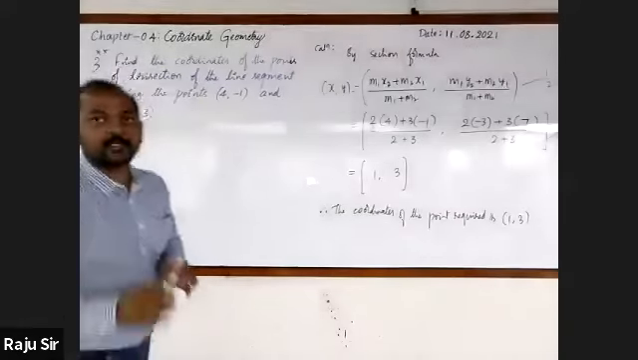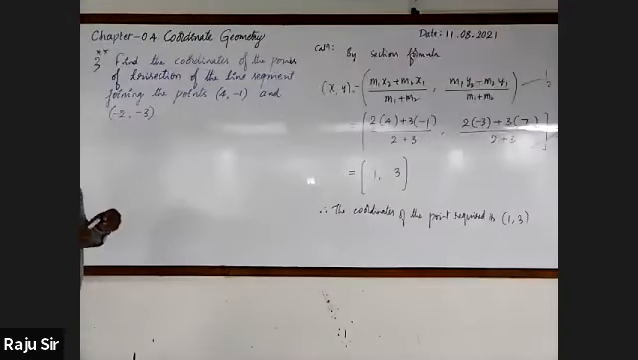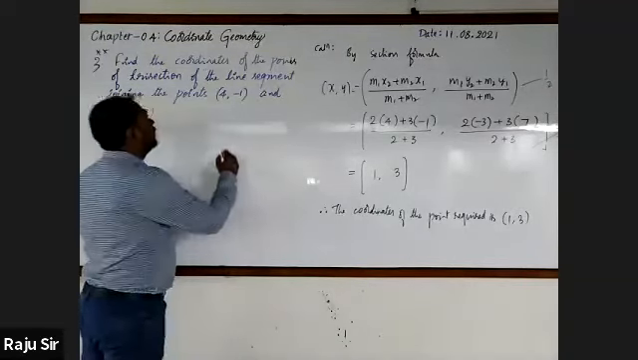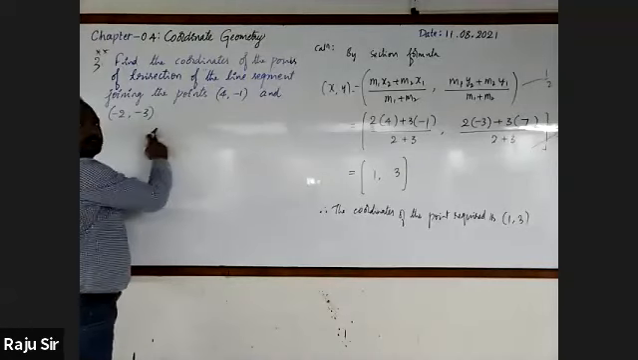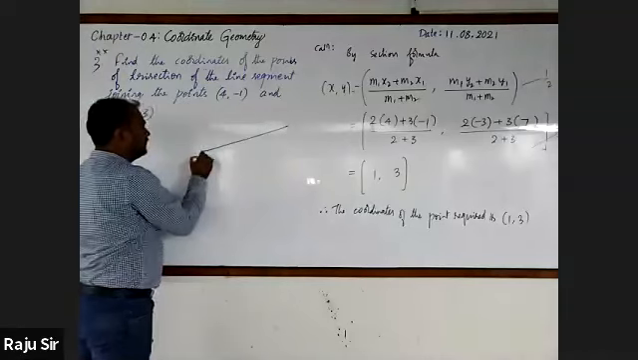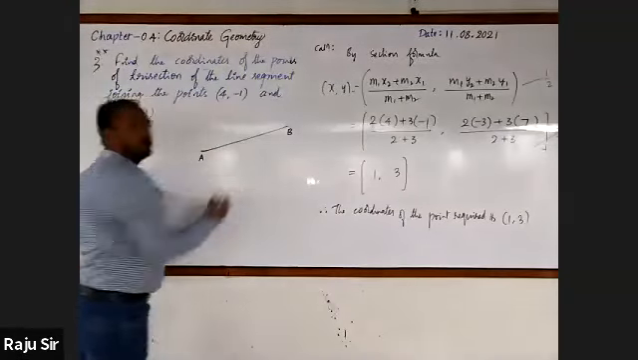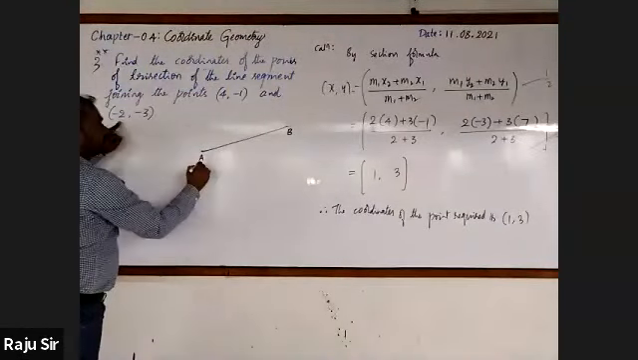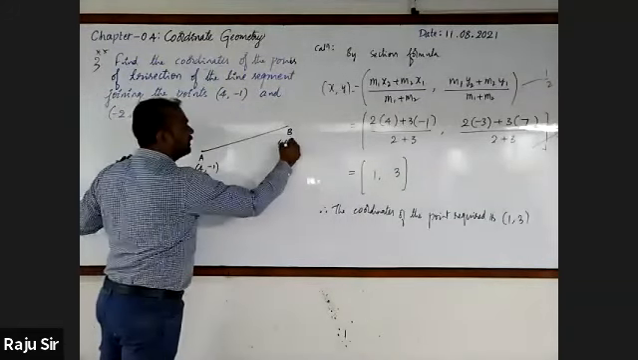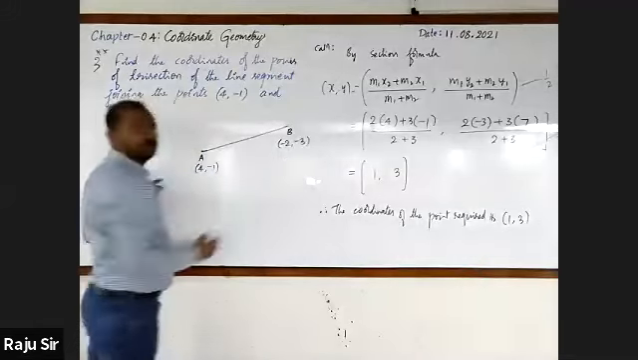Look here, first let me draw the figure relevant to the given statement. Even if you want, you can draw that. Here is a line segment joining these 2 points. I take the 2 points as A and B, where A is (4, -1) and B is (-2, -3).